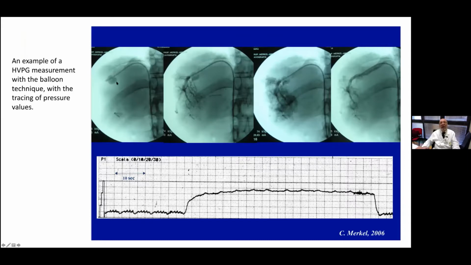This is an example of an HVPG measurement with the balloon technique and the tracing of the pressure values. You see here the balloon inflated, the contrast that is injected with the balloon that occludes the vein, and you see that it remains in the area where it was injected. Then we deflate the balloon. Here the balloon is deflated, and the contrast flows along the hepatic vein. And you see the tracing: low pressure, then it increases, then there is a period of plateau, and then when you deflate the balloon, the pressure returns the same as it was at the beginning.